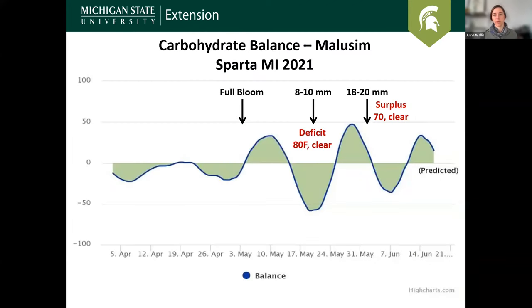To give you an idea of what the thinning conditions were in our region this year, you can see we had a pretty significant carbohydrate deficit during the 8 to 10 millimeter window due to some really warm conditions. And then during the later rescue thinning period, we had a little bit cooler weather and had a little bit of a surplus. So that was going to affect our thinning efficacy.